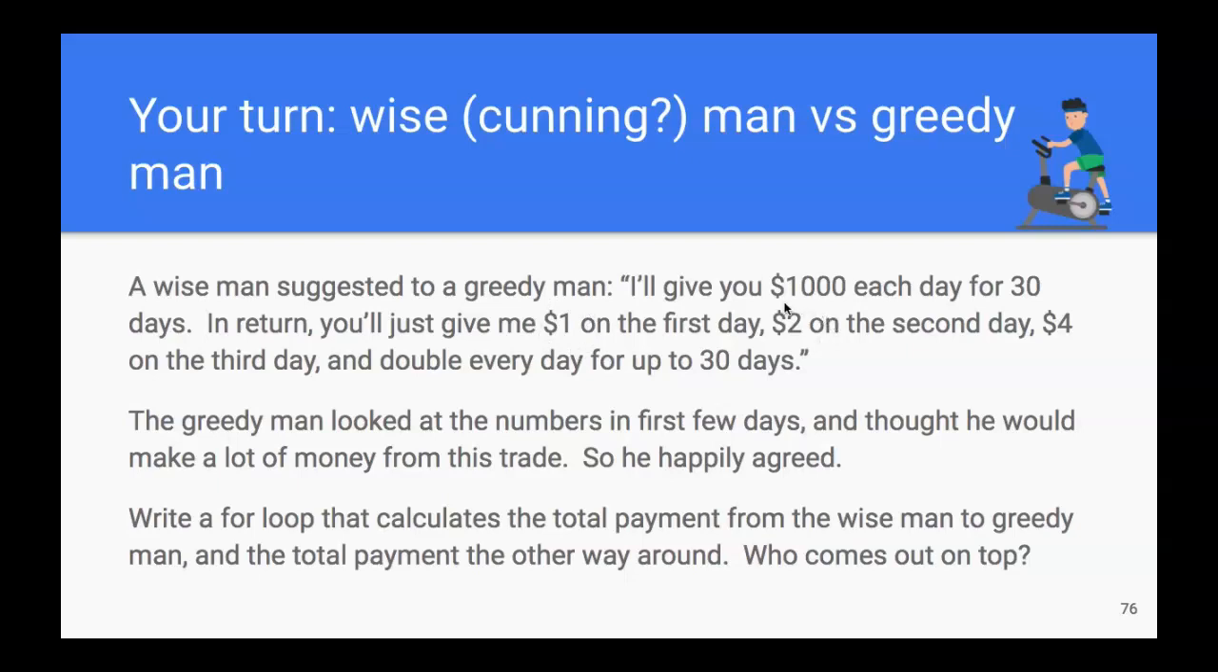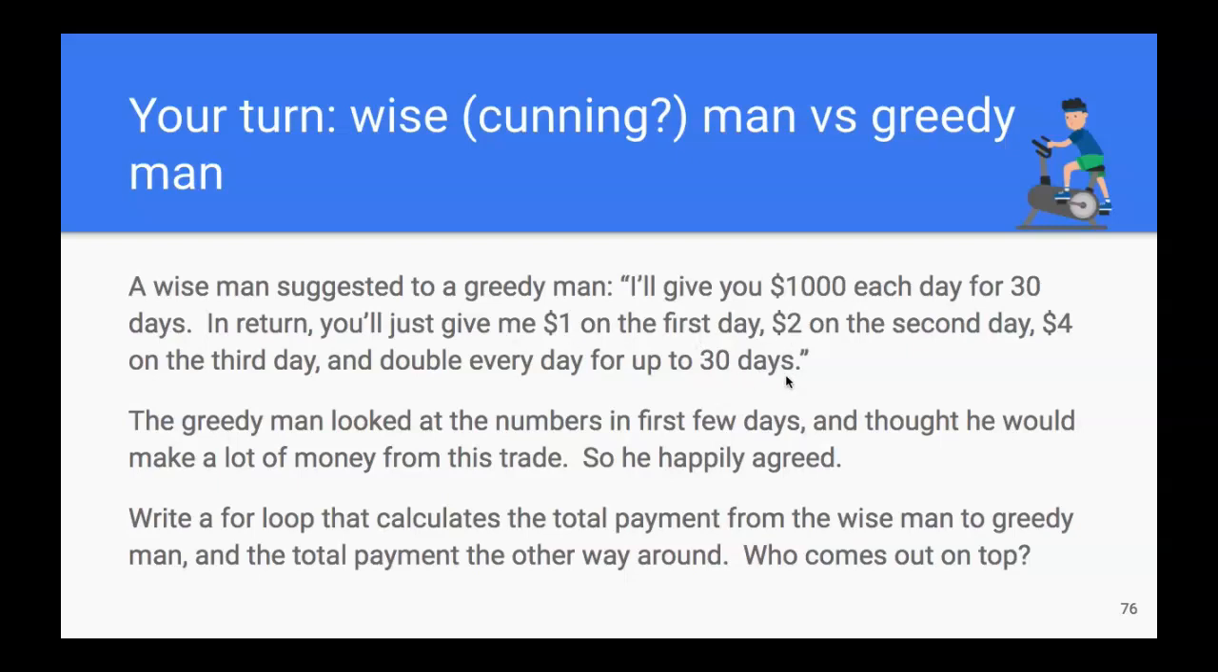Second day, you give me $2. The third day, you give me $4. Basically, you just double. Every day you give me double the amount of the previous day for 30 days.